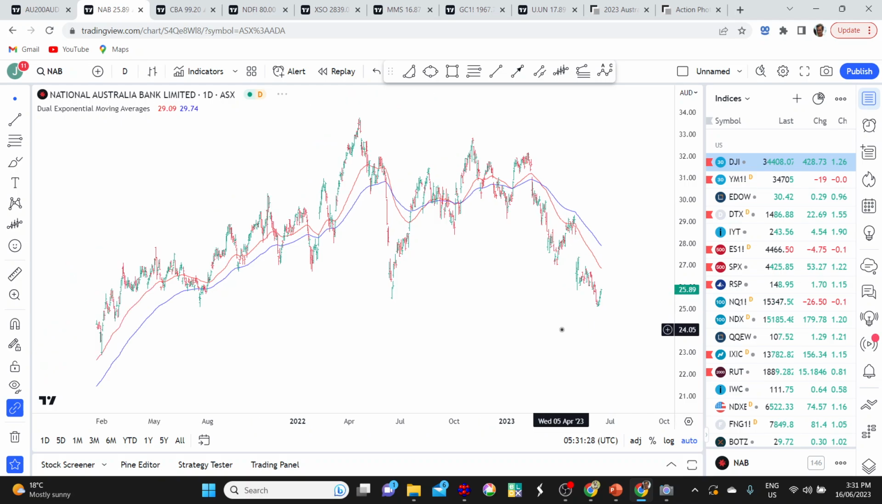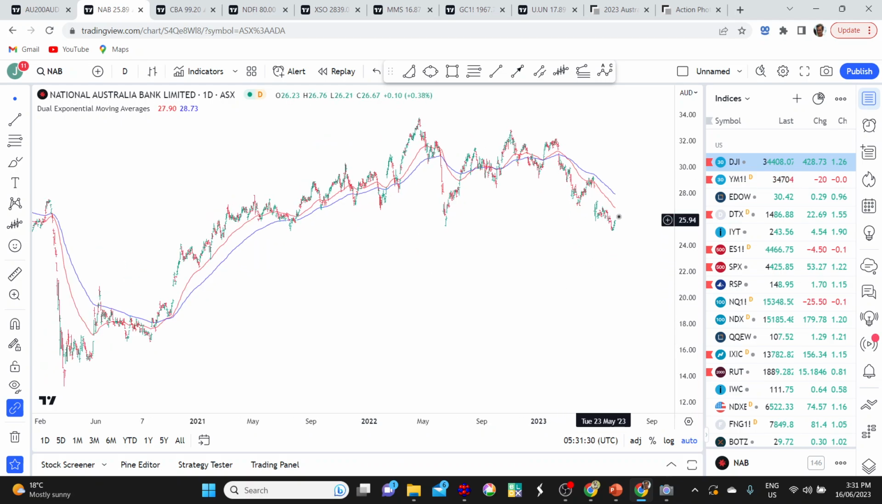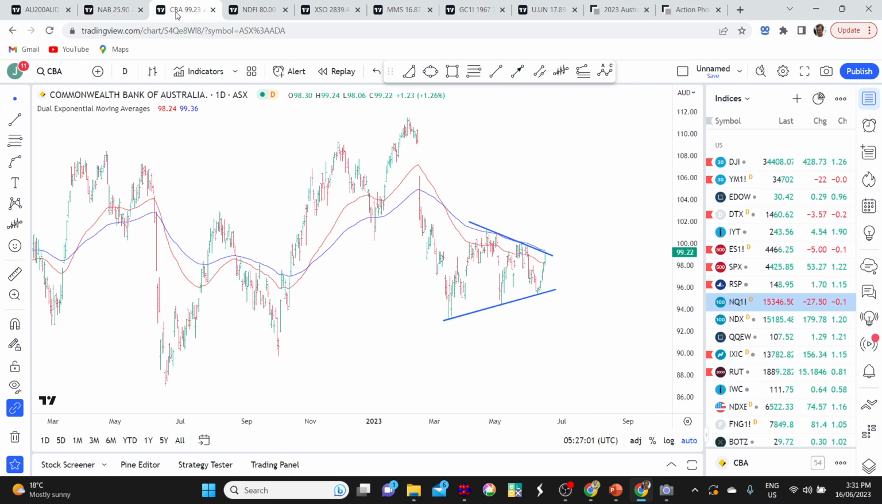Westpac looks quite similar. So we really need to see some sort of base form in these banks and start to see prices start to turn higher. That could take more than a couple of weeks, to trace out some sort of a basing formation. So that's probably one of the biggest weak spots in the local markets at the moment.